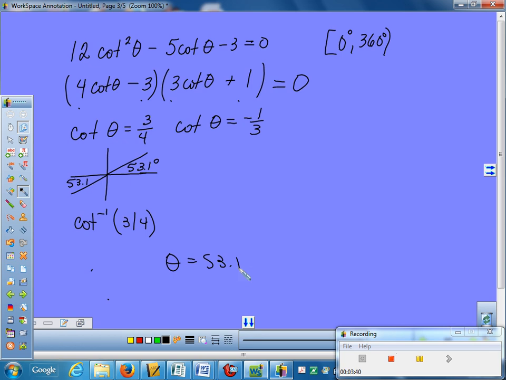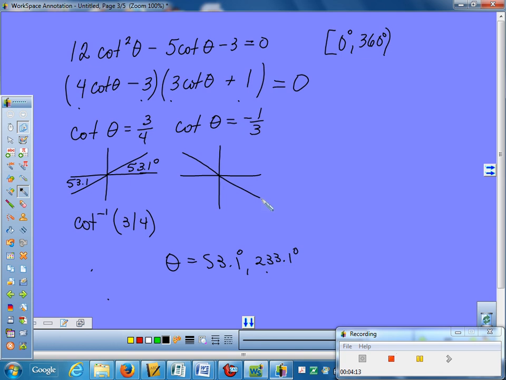So that's going to be 333.1? 233.1. I'm off. And, yes, I should be putting degree symbols on those. Okay, hold on a sec. Then, when you do the second one, where cotangent is going to be negative, if it was positive in first and third, it's negative in second and fourth.